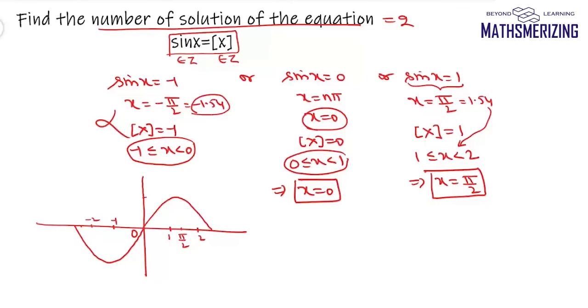If I draw the greatest integer function, it will be this one. Then it will be here. So these two graphs intersect at these 2 points. One of the points is x equals 0 and the other point is x equals pi by 2. So from the graph also we can say the number of solutions to this equation is simply 2.